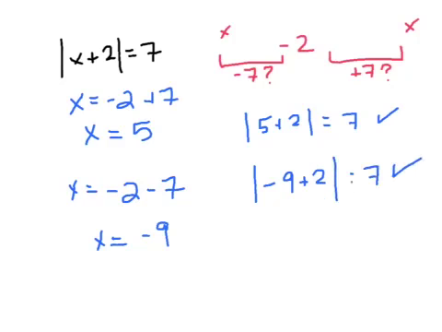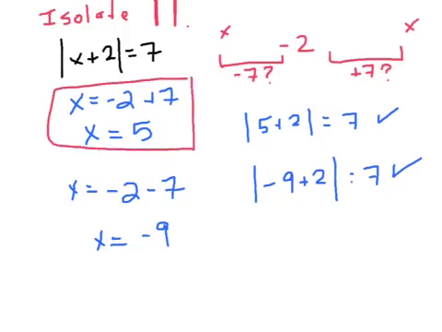So again, remember, isolate the absolute value. I'm just going to indicate that with the absolute value signs. And then set up these two statements, that your variable is either going to be plus your starting point or minus your starting point. Let's try another one.